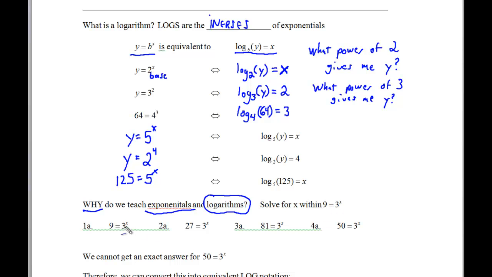So 3 to the what power is 9? Well, we can know that answer. That's 2. 3 squared is 9. 3 to the what power is 27? Well, that's going to be 3. 3 to the what power is 81? Well, that's going to be 4.